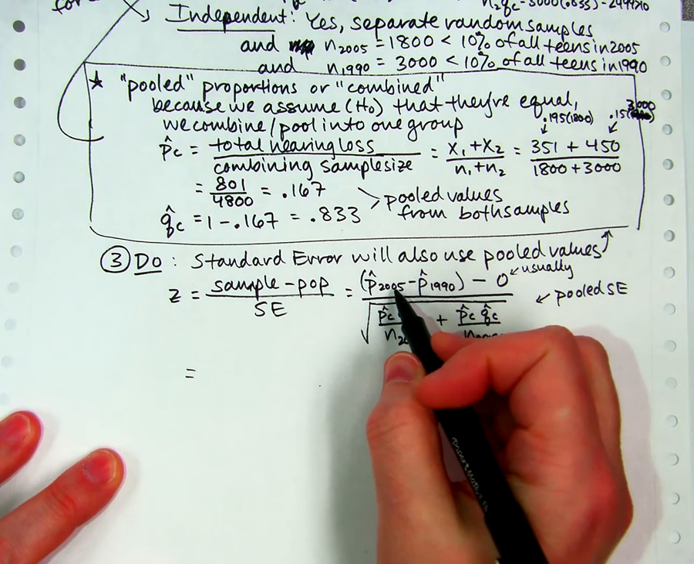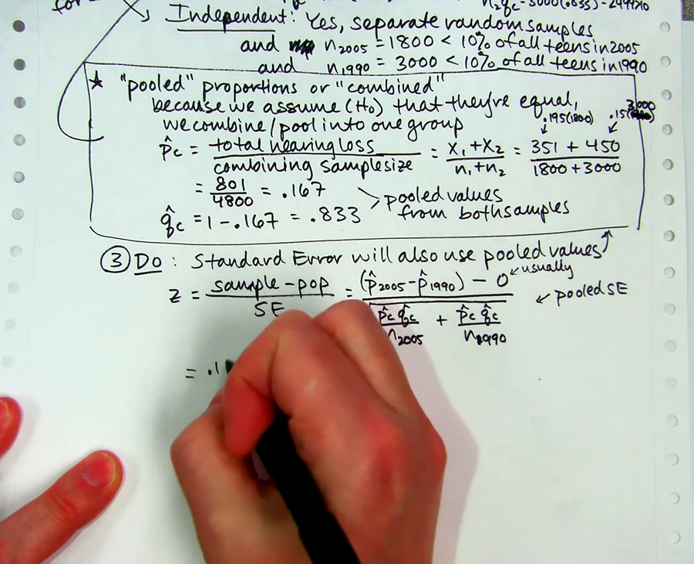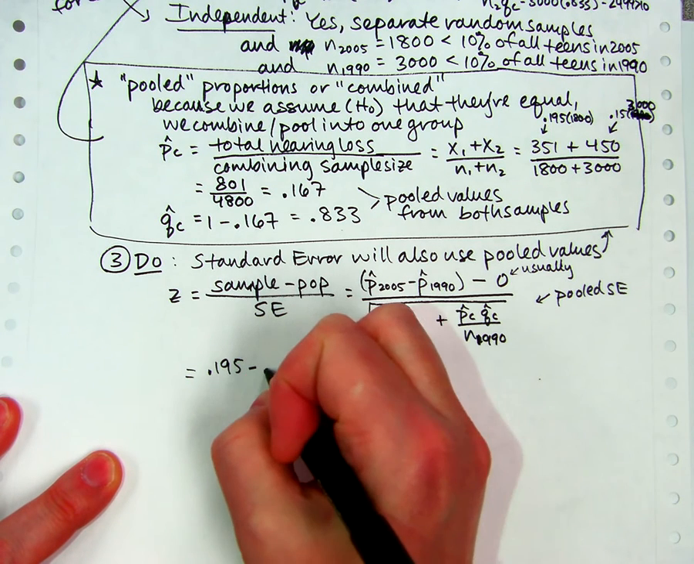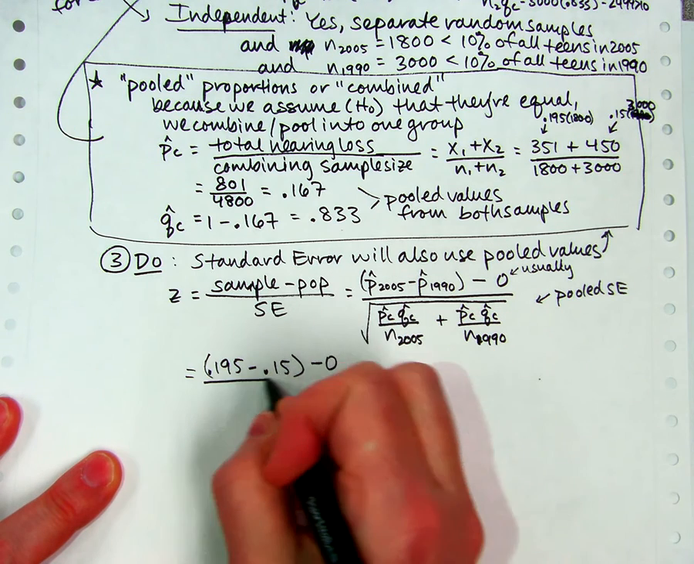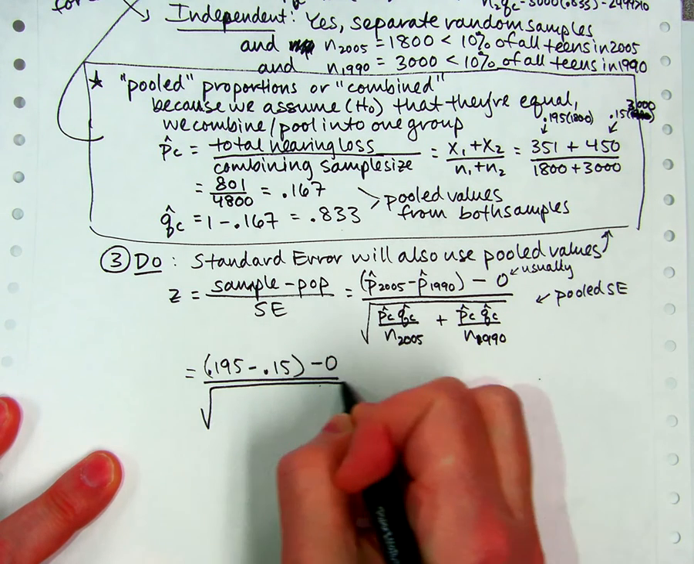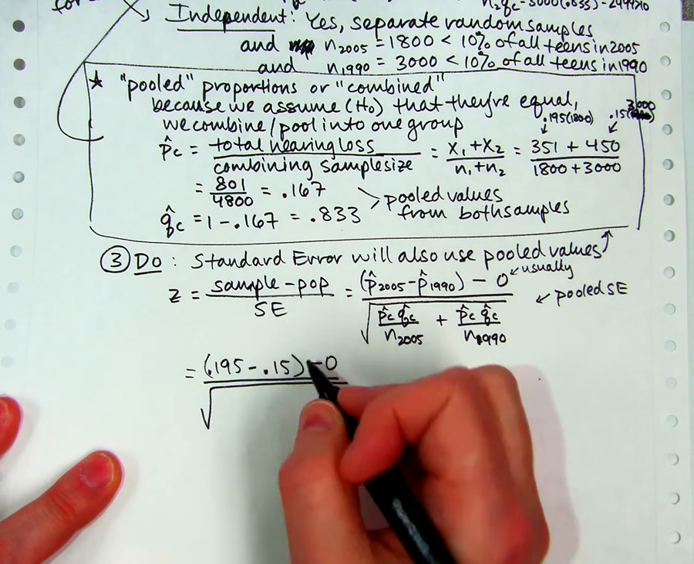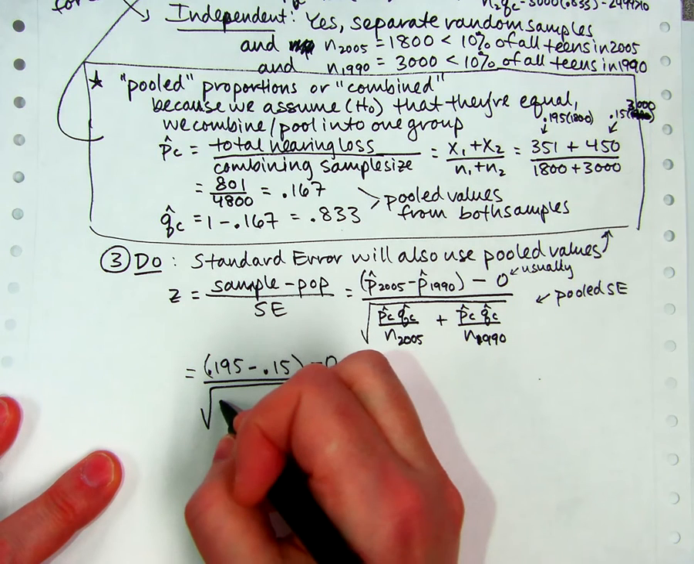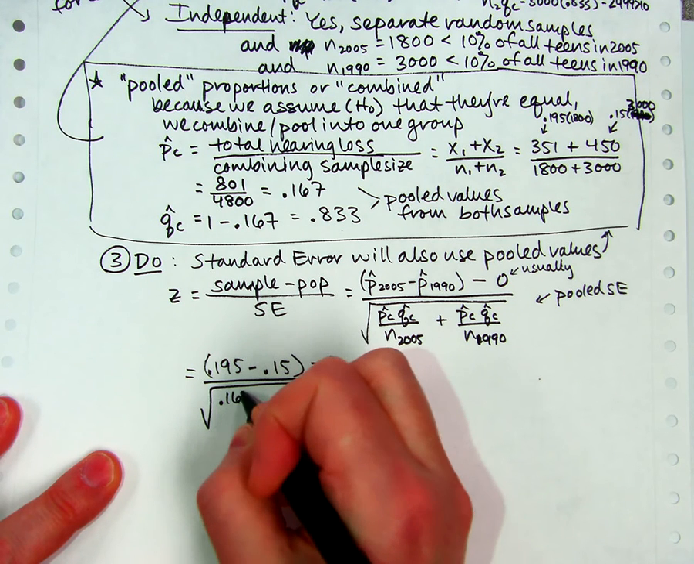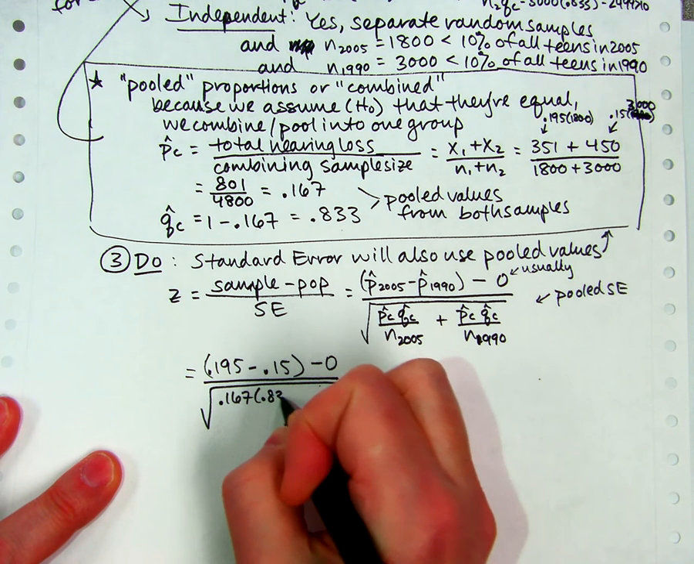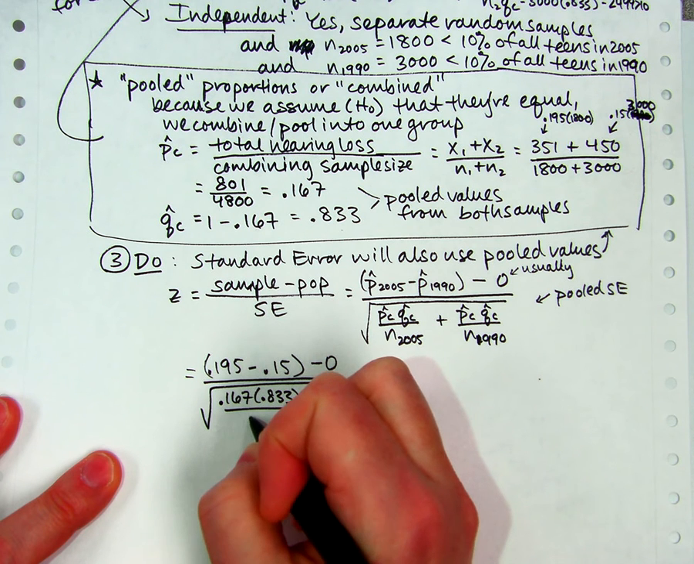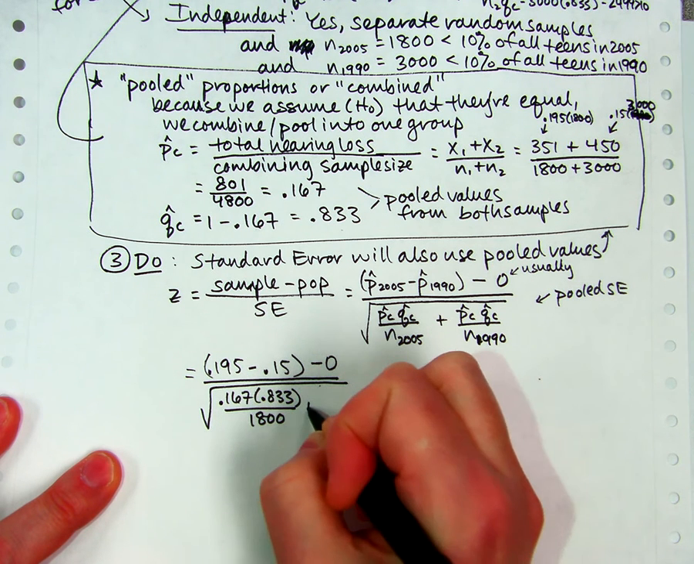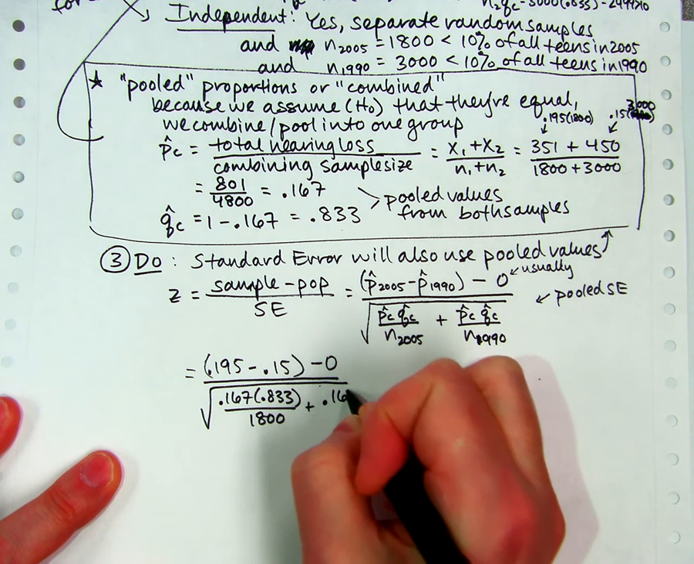So let's go there. We've got the 0.195 minus the 0.15, technically minus 0, but you could leave that off if you wanted to. Down here, we're not using either one of these. We're using the one that's combined. So the 0.167 times 0.833 divided by my first sample size, which is 1800, and then do it again with the second sample size.